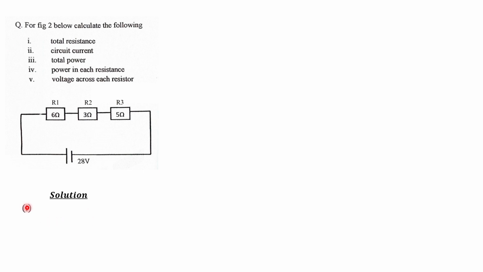So we start with I, that is the total resistance. Since it's a series circuit, to calculate the total resistance, which is RT, we are going to add all the resistors. So we have R1 plus R2 plus R3, and this is equal to 6 plus 3 plus 5, which is going to give us 14 ohms. So the total resistance, or RT, is 14 ohms.